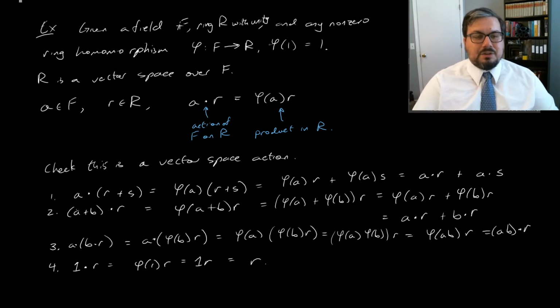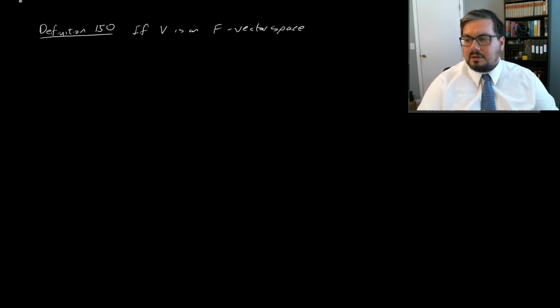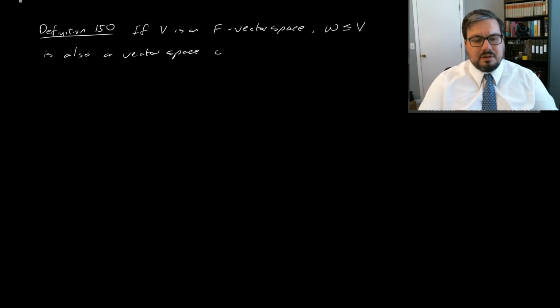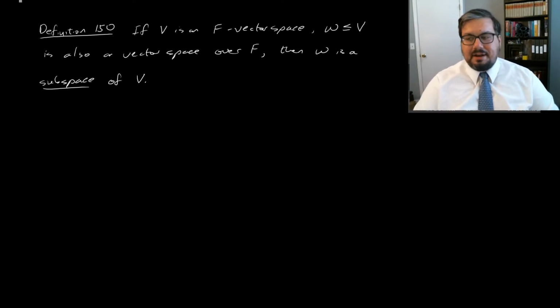Now, once we have vector spaces, we can also have subspaces. Definition 150 has that. If V is an F vector space, and W is a subgroup of V, that is also a vector space over F, then W is a subspace of V, or an F subspace if we need to specify the field.